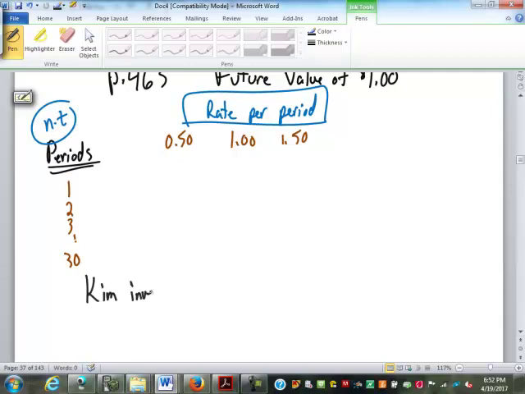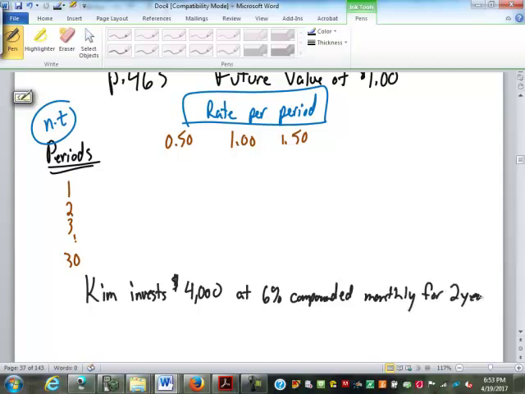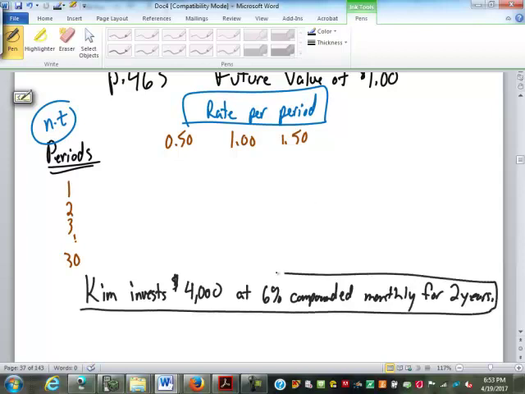Kim invests $4,000. Now this is the present value of $4,000. That dollar amount doesn't matter. You can use any dollar amount in the table. We're going to do 6% compounded monthly for 2 years. We want to find the balance at the end of the 2 years.